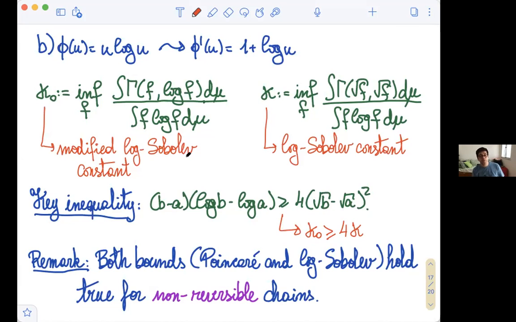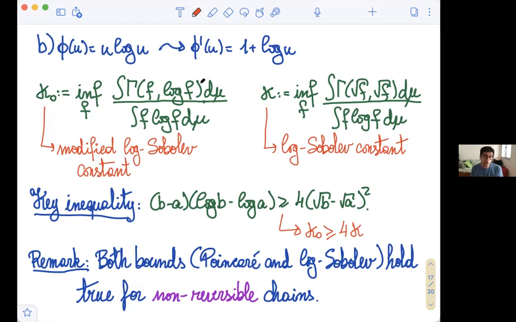People in this case define two different constants. K0, which is called the modified log Sobolev constant, is the infimum of that. Then if you do that again, you see what is going to appear in the right hand side of the entropy equation is gamma of f log f. So it's natural to take the infimum of that divided by f log f, and then you get exactly the same bound as before. So you get that the entropy decays exponentially fast with the exponent k0.